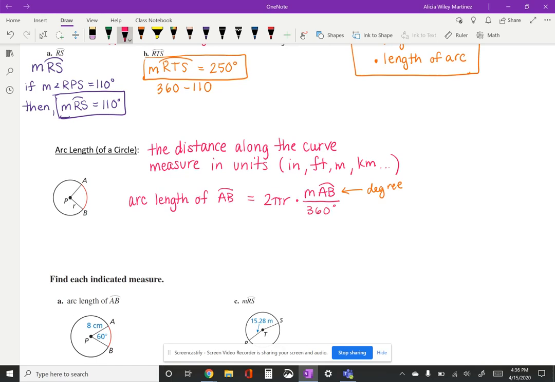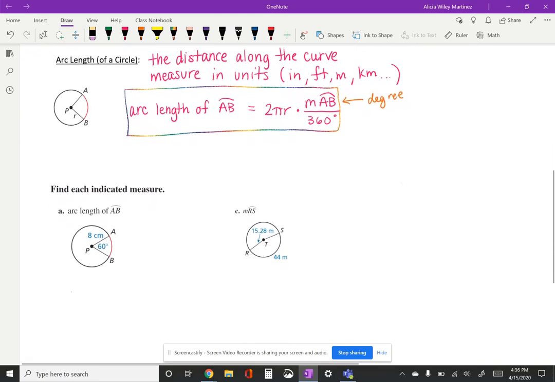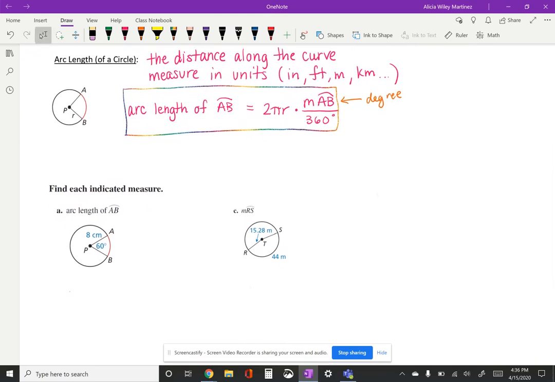Okay? So the way that we are going to do this is we will plug in the information that we know and we will solve for the information that we don't know. Anytime you have an unknown value, you are welcome to just use x as your variable. But this is the formula we're going to be working with in the next two examples. Okay, so keep that in mind as we go to example A.